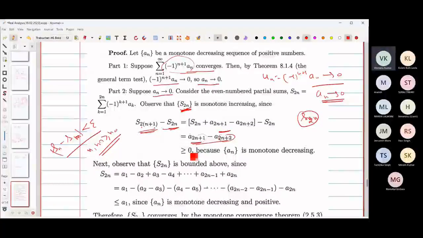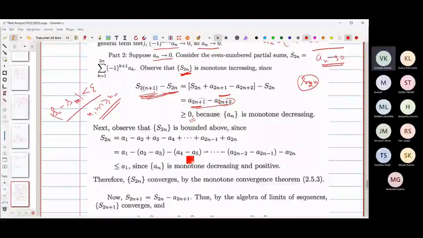So of course this is going to be greater than or equals to 0. So this difference is going to be greater than or equals to 0. So it means that this sequence of partial sums S2n is monotonic increasing.